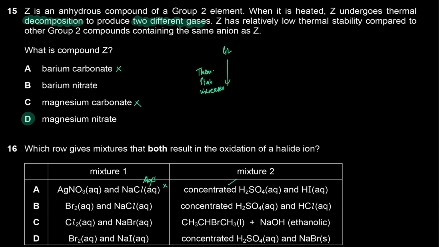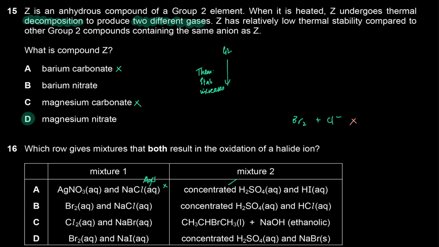This is a redox reaction. Sulfuric acid will oxidize iodide, but not both. Both reactions won't result in oxidation. What about bromine and chloride? Can bromine oxidize chloride? We know that bromine cannot oxidize chloride because chlorine is a much stronger oxidizing agent. Chlorine prefers being the anion more than bromine does, so bromine won't be able to oxidize chloride.